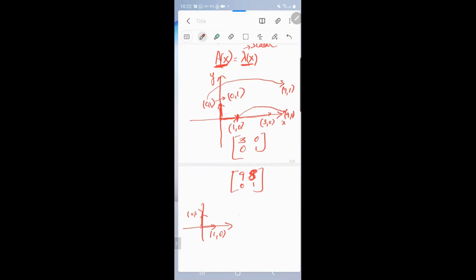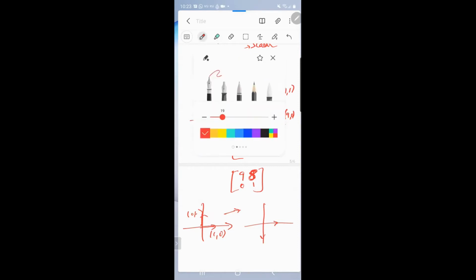Rotate. You mean clockwise or anti-clockwise, Prince? Clockwise. Okay, so if you rotate this clockwise, this goes here and this comes here, right? So I'll try to draw this in a different color maybe.